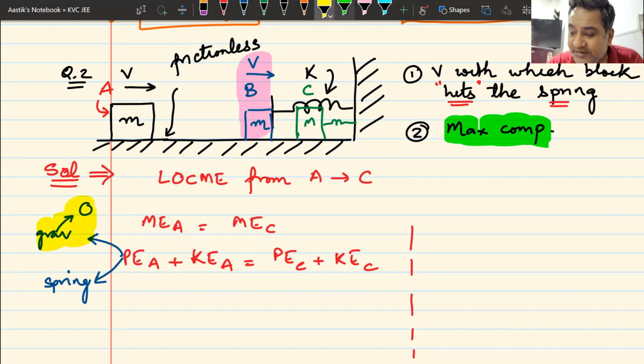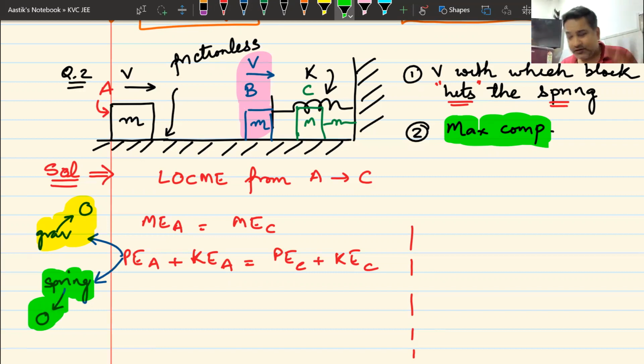Now let us talk about the green one. The green one is the spring potential energy. At point A, there is no spring. If there is no spring, there cannot be any spring potential energy. So the spring potential energy also becomes zero. So far, so good. Nothing is complicated. So I just write it here. Potential energy at point A.